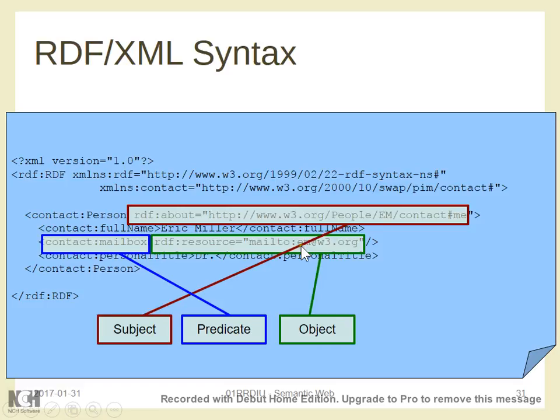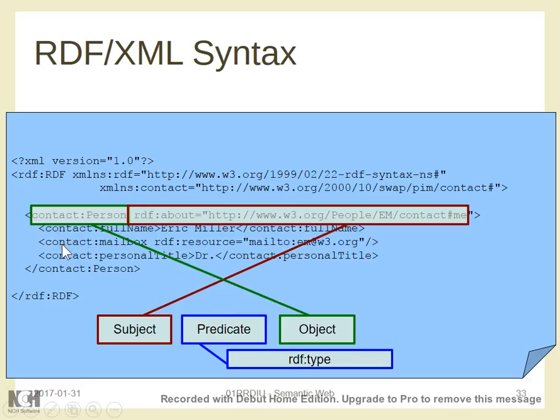In this other case, the object is not a literal, but is a URI. The email, you remember, was not a literal. And so in this case, we use the rdf:resource attribute. So actually, rdf:about is the subject, rdf:resource is the object of the predicate. The element name is the predicate name. So these are the simple rules. Implicitly, the fact that we are using contact:Person instead of rdf:Statement, which could also be a possibility, is an implicit type declaration. It represents the type predicate without needing to say that explicitly. We could also have added here contact:personalTitle, another line, rdf:type of Person.